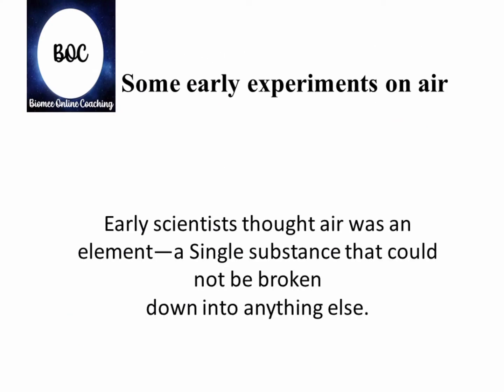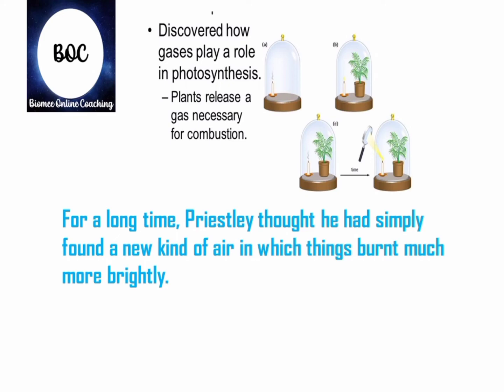Some early experiments on air. Early or ancient scientists thought air was an element, a single substance that could not be broken down into anything else. In 1774, Joseph Priestley, an English amateur scientist, discovered oxygen, although he did not know it at that time. For a long time, Priestley thought he had simply found a new kind of air in which things burnt much more brightly. Priestley discussed his work with French scientist Antoine Lavoisier.